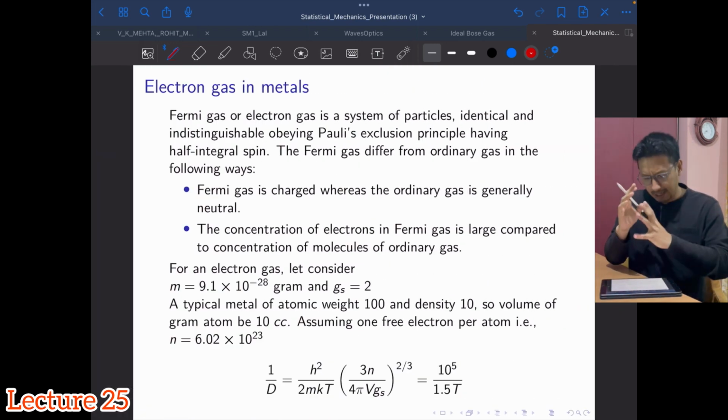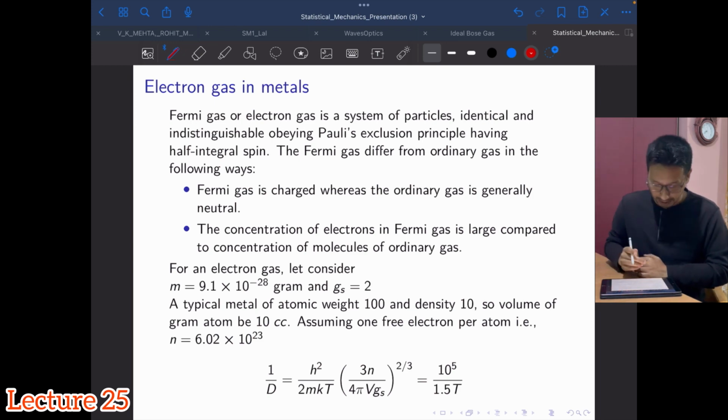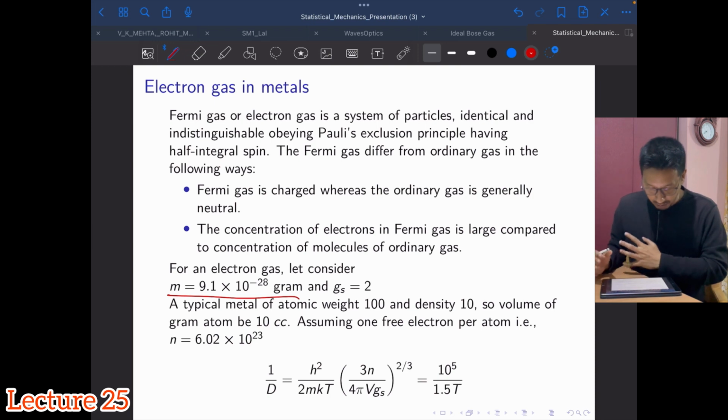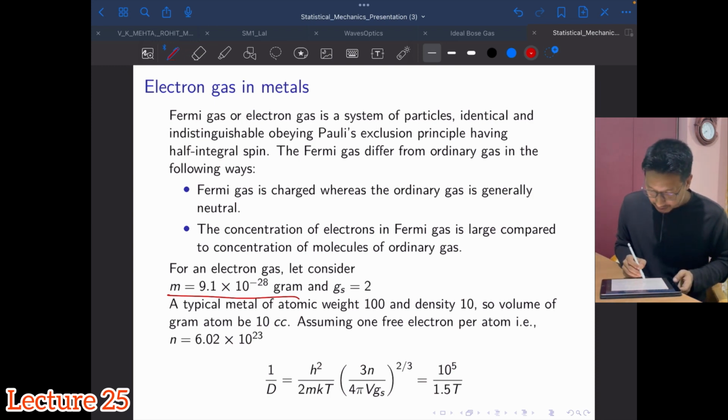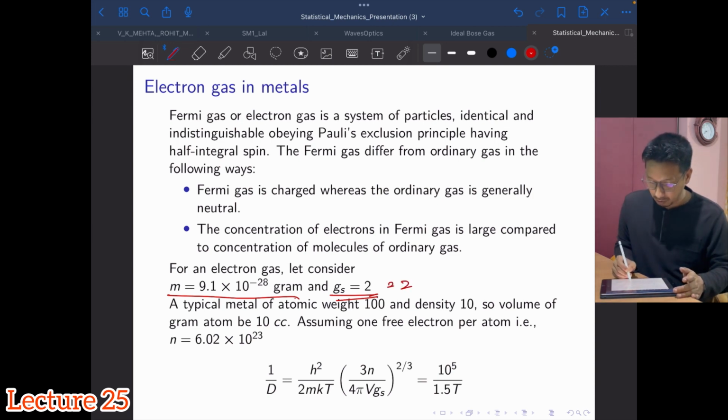Now, roughly, let's try to calculate the degeneracy factor for this electron. We know the mass, and everything is taken in CGS units. Let's say the mass of the electron is this much, and gamma, the spin degeneracy factor, is 2. We know that because it is given by 2s plus 1.